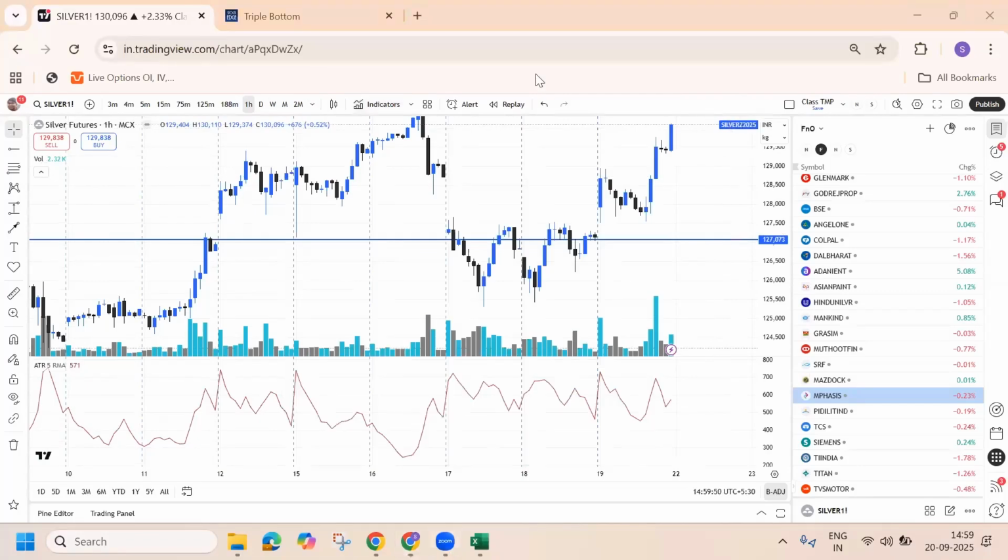Yes, that's 5 ATR. When we are looking at the daily chart, we are looking at the range on the daily chart. If we are taking any trade on the daily chart, then we would be taking the ATR on the daily chart. If here in the hourly chart, we will take the ATR of the hourly chart.